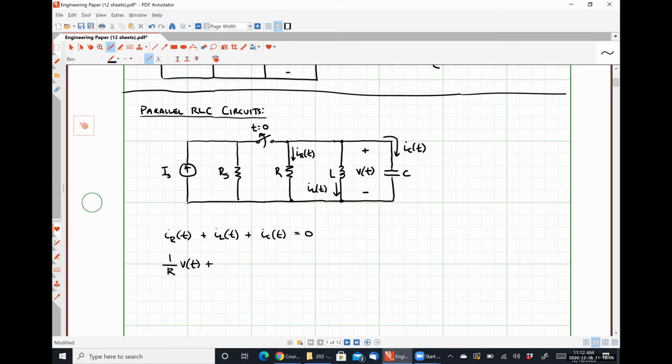The current through an inductor as a function of voltage is the integral, 1 over L multiplied by the integral from t naught to some later point in time of t, multiplied by the voltage as a function, I'm going to say of x, where x is a dummy variable for time, plus whatever initial condition we have on the inductor current.